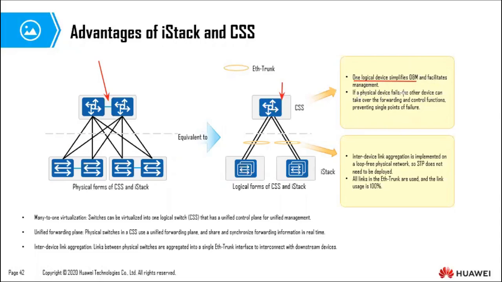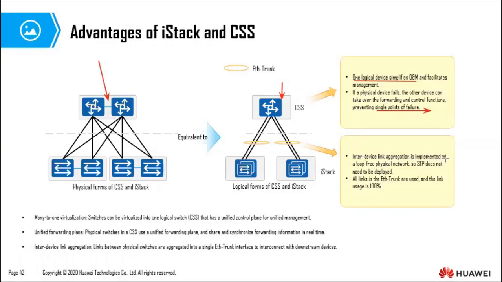Now, if a physical device fails, the other device can take over the forwarding and control functions, preventing a single point of failure. So you also provide backup. If one goes down in the stack or in the CSS, the others will still continue to work. Okay. So those are the advantages of CSS and iStack.